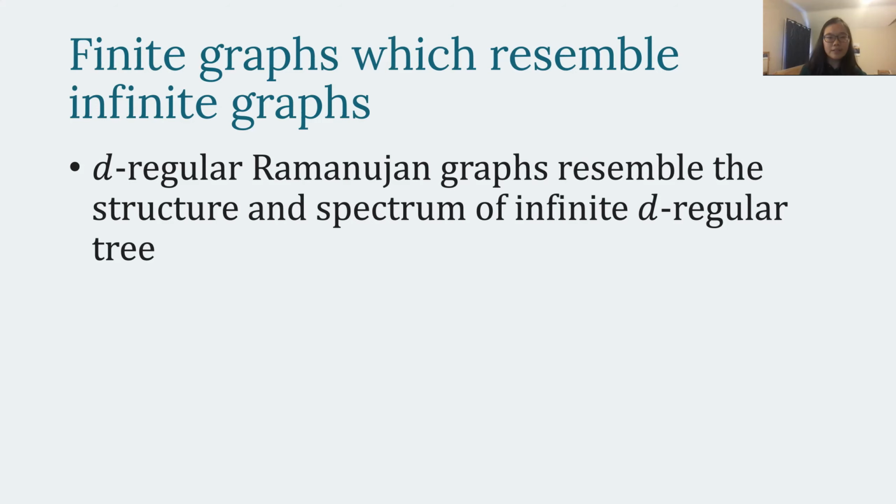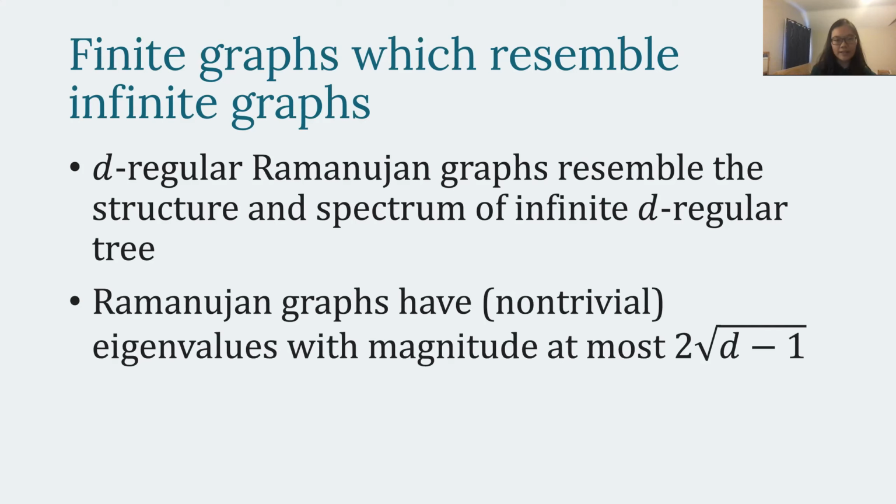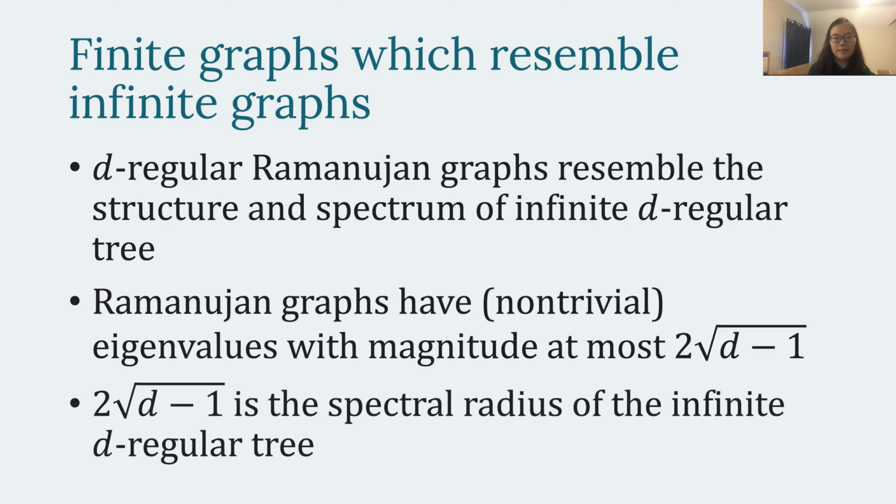So it's been achieved by d-regular Ramanujan graphs. Ramanujan graphs are just graphs which have non-trivial eigenvalues with magnitude at most square root d minus 1. And in this sense, they are the best possible spectral expanders. So Ramanujan graphs structurally look like the infinite d-regular tree in the sense that the d-regular graphs look like local pieces of the infinite d-regular tree. And their spectrum also resembles the spectrum of the infinite d-regular graph because 2 square root d minus 1 is the spectral radius of the infinite d-regular tree. So you can really think about this statement about the spectrum as a statement relating the finite graphs to the infinite d-regular tree spectrum.